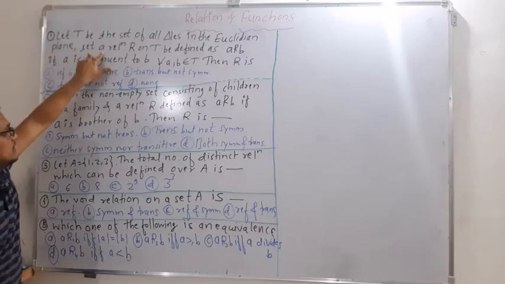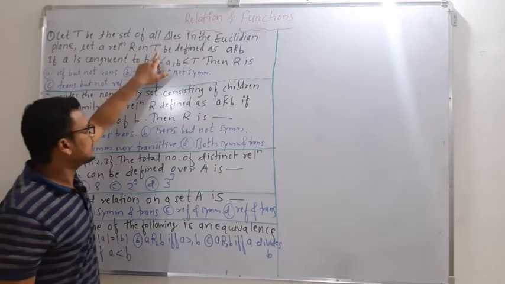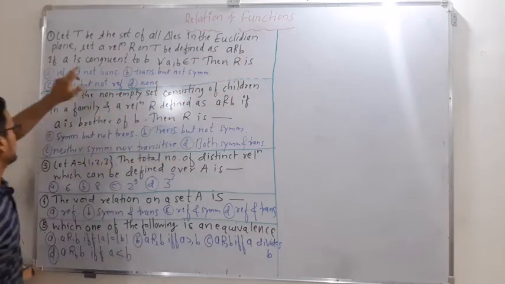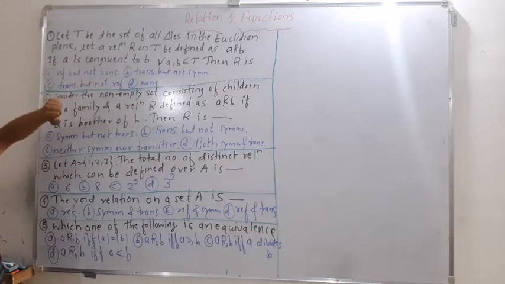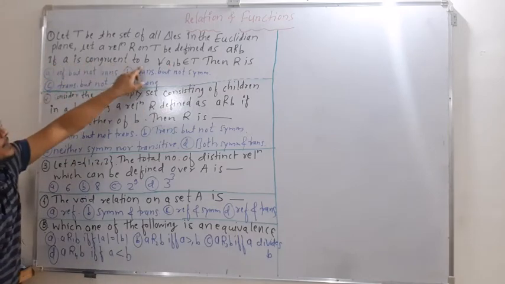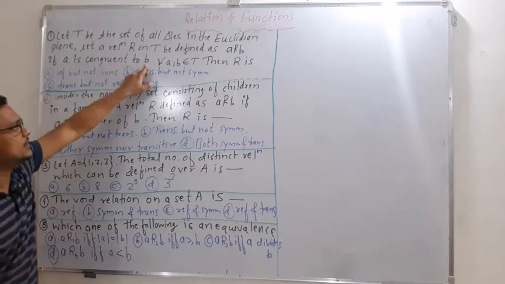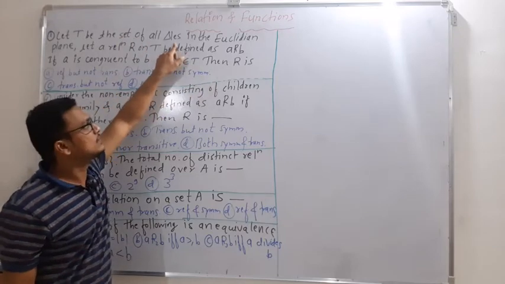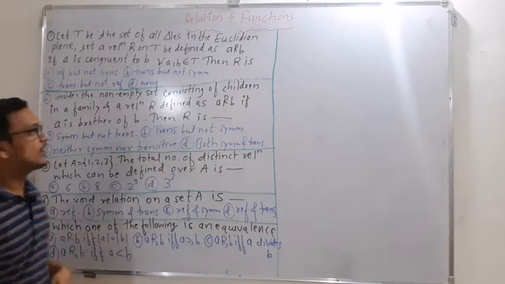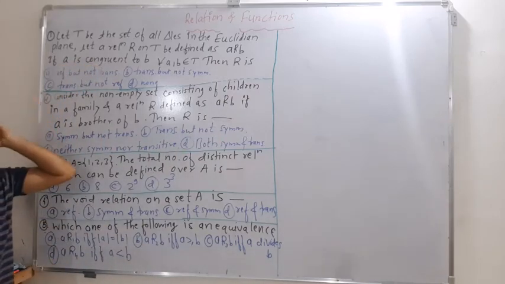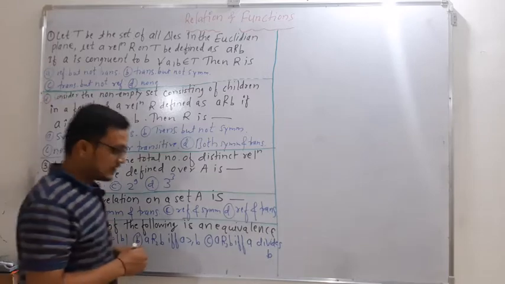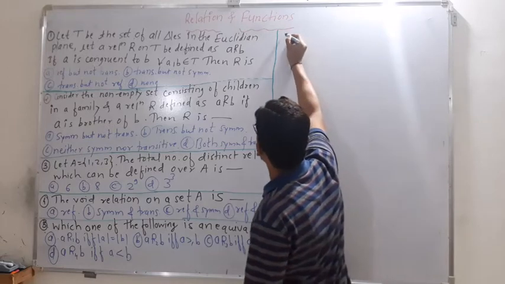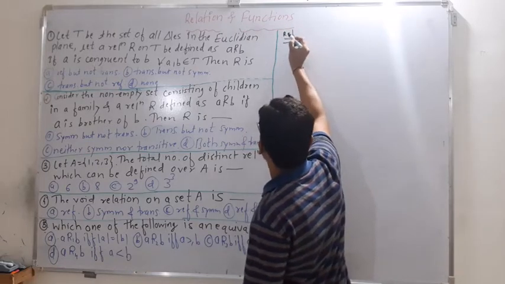Let a relation R on that set T be defined as A is related to B if A is congruent to B, for all A, B belonging to T. T is the set of all triangles. Then what is that R? We have to check it. Suppose now for reflexive, what is the definition?